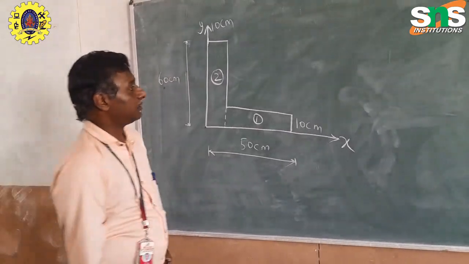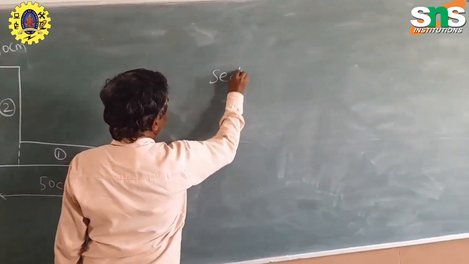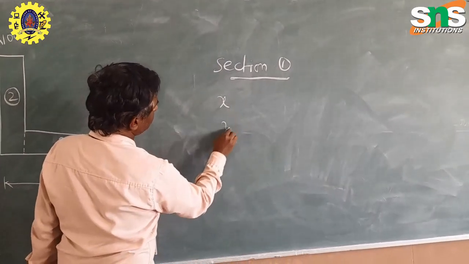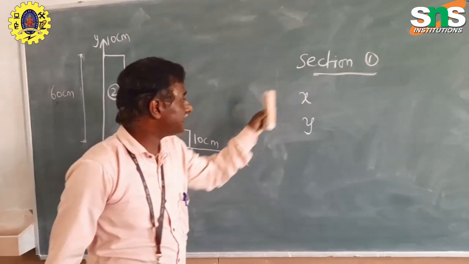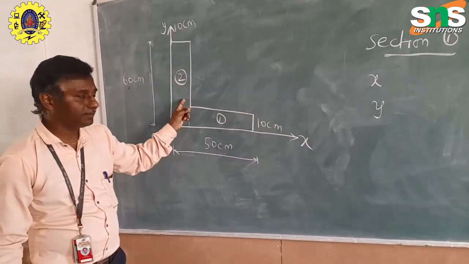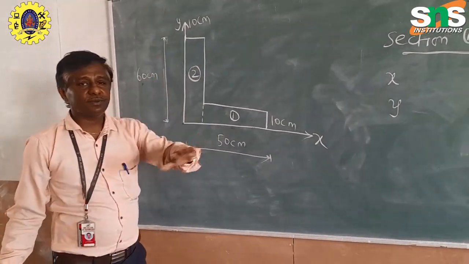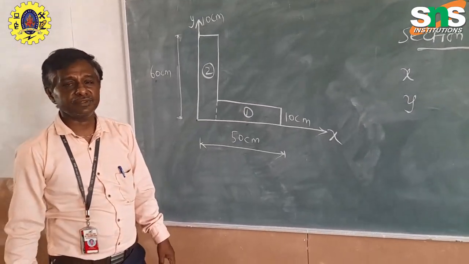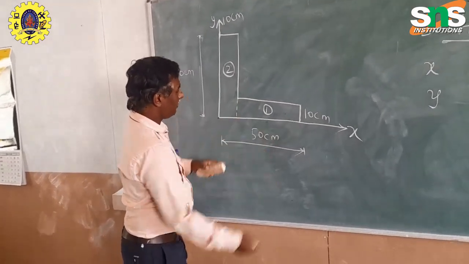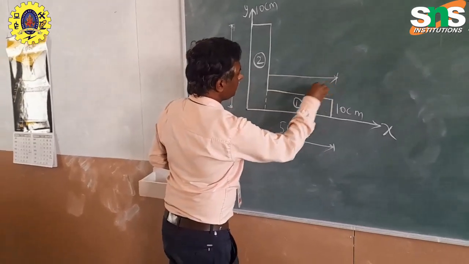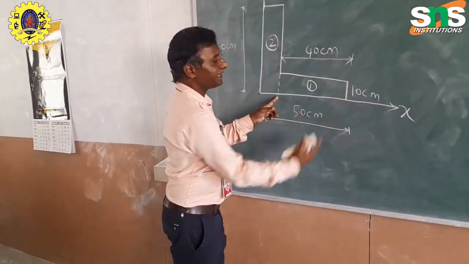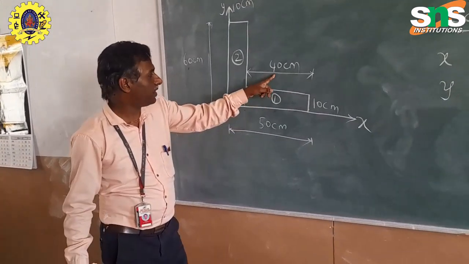Now consider the first rectangle, section 1. What is x, what is y? That means considering this section alone, you just neglect the second rectangle. From the reference axis, what would be the centroid? That is the question. Now consider this rectangle. What is the distance? Since it is 10 centimeter, it should be 40 centimeter. For a rectangle, the centroid will be half of the value, so 40 by 2.